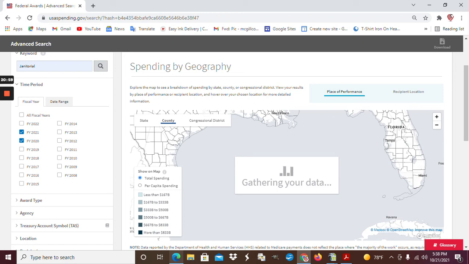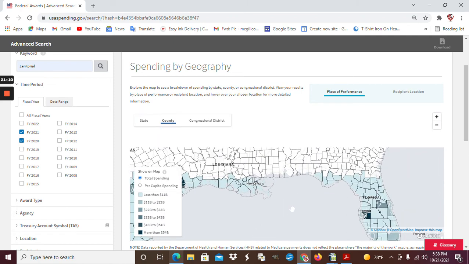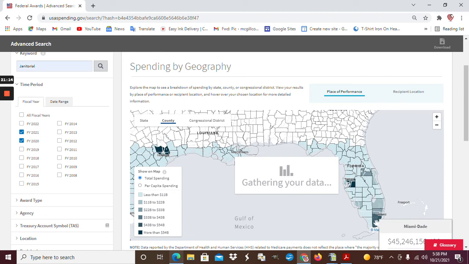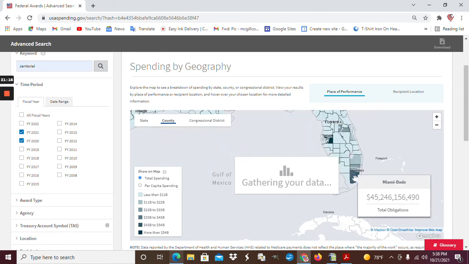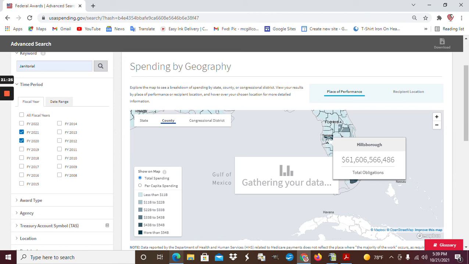Yeah, like I was saying earlier, it was amazing how they did this, being able to come in here and do these maps where you can even go down and see the congressional district and the counties. I'm able to see right here in Miami-Dade County, $45 billion were spent for janitorial contracts. $61 billion was spent right here in Tampa. So again, you're able to see a lot of information.